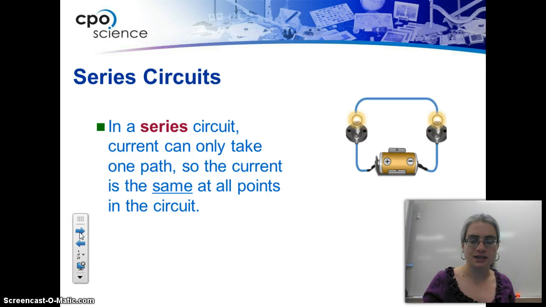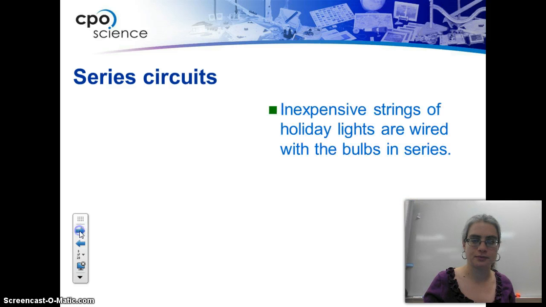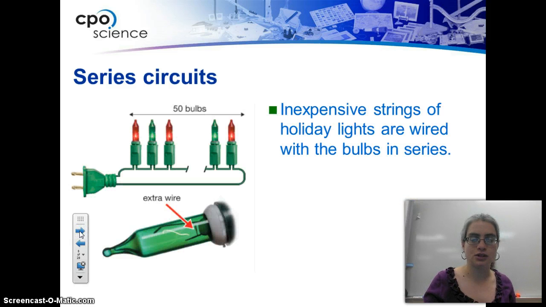So we've got a series circuit. They are in a direct line with each other. The current goes through this one and then has to go through the other one. So all through the same points in the circuit. Stuff that you buy from Dollar General usually doesn't work.